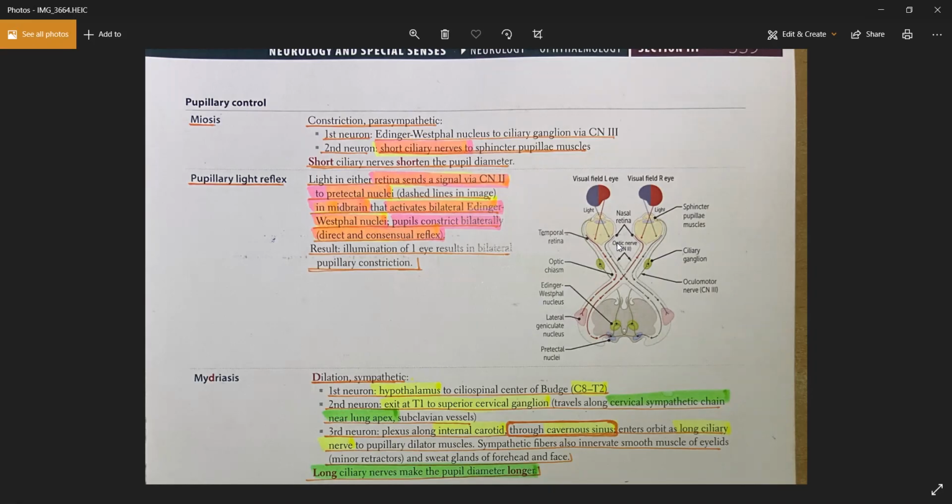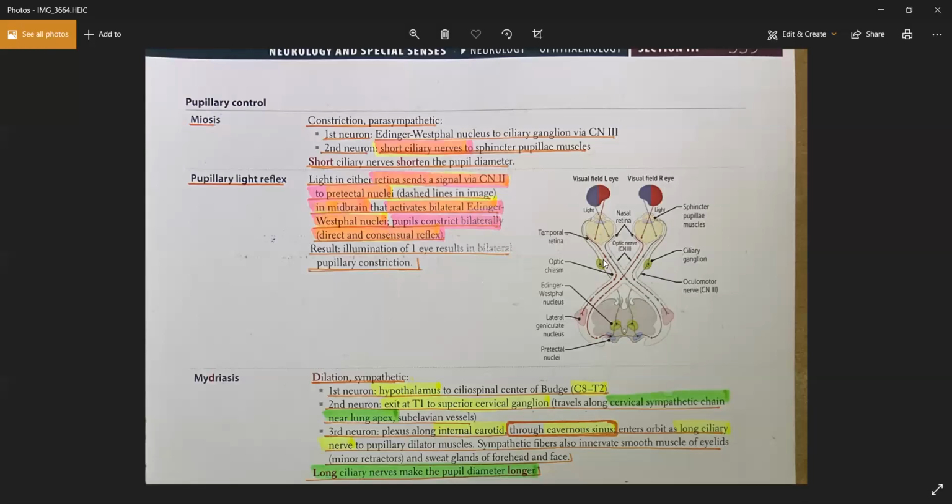Okay. When you shine the light, the information will travel with the second nerve. After the second nerve, the information reaches to the pretectal nuclei. It will stimulate my third nerve to cause a constriction bilaterally, right? Direct as well as indirect.